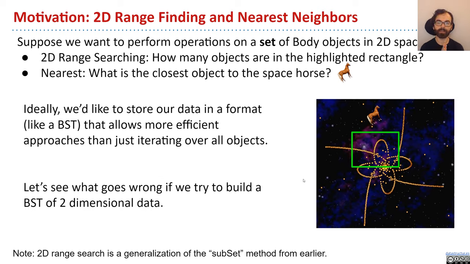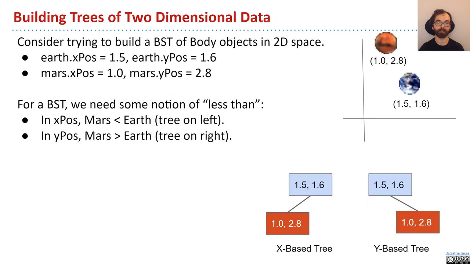Now, to get a sense of why this is a challenge, let's see what happens if we just try to build a binary search tree of two-dimensional data and get a sense for why that fails to allow us to efficiently implement things like 2D range search. So consider a very simple data set where we only have two objects, Mars and Earth. Mars is at position 1.0, 2.8, and Earth is at position 1.5, 1.6. Could we build a binary search tree of Mars and Earth? Sure, of course we can.